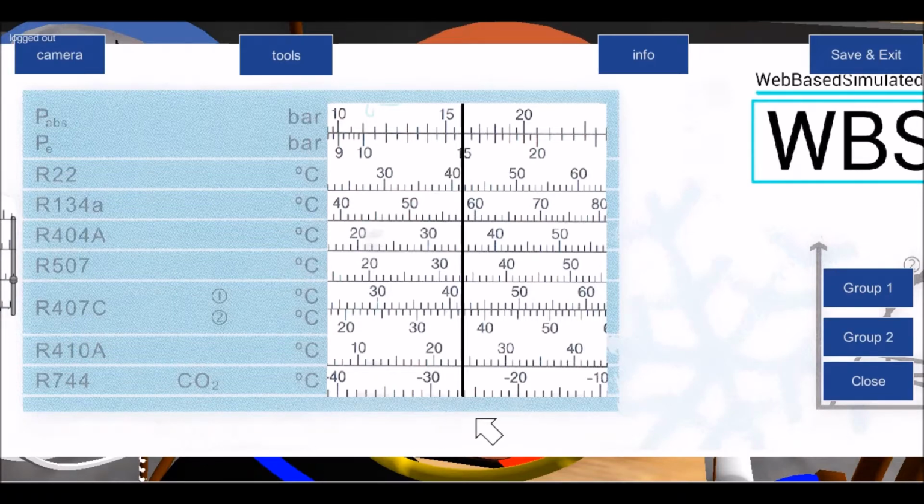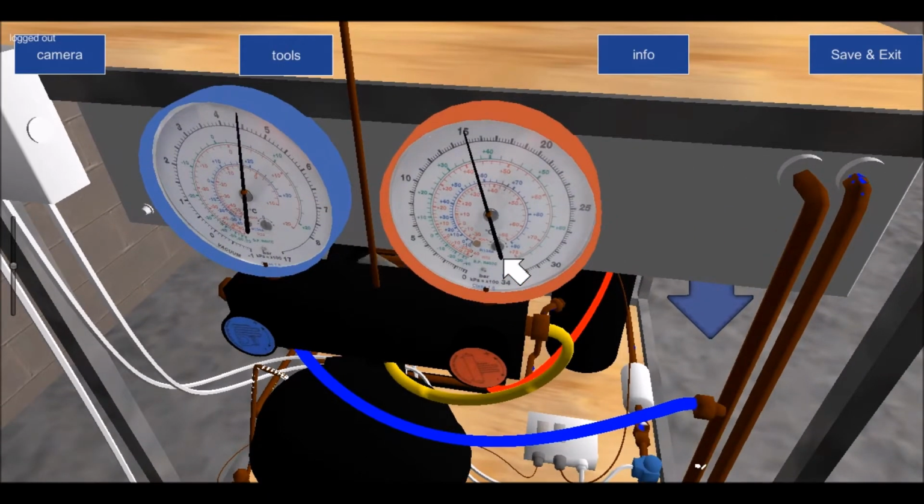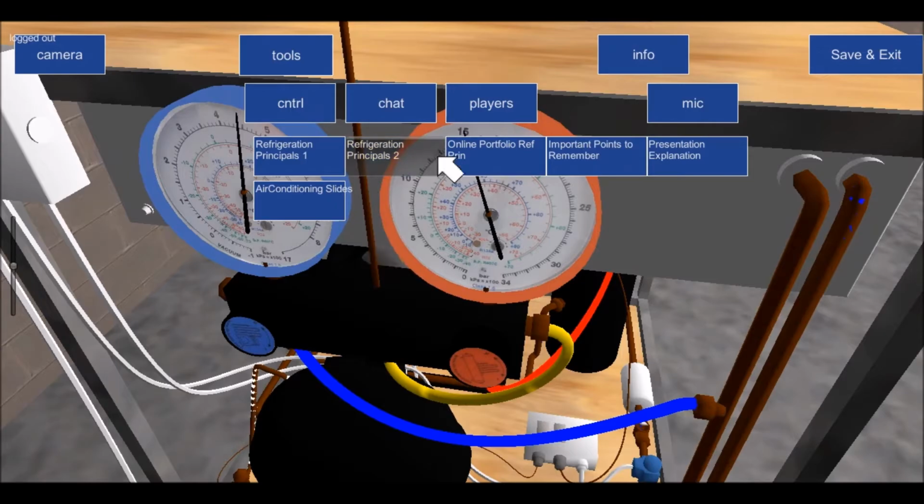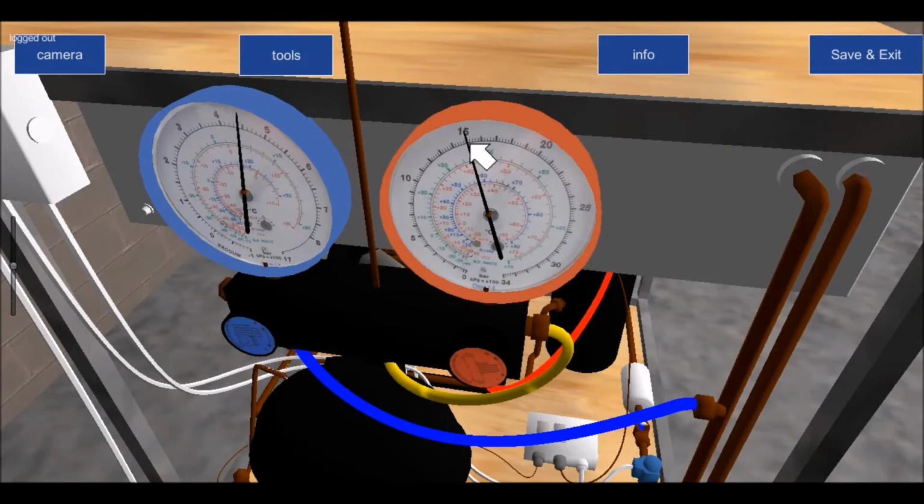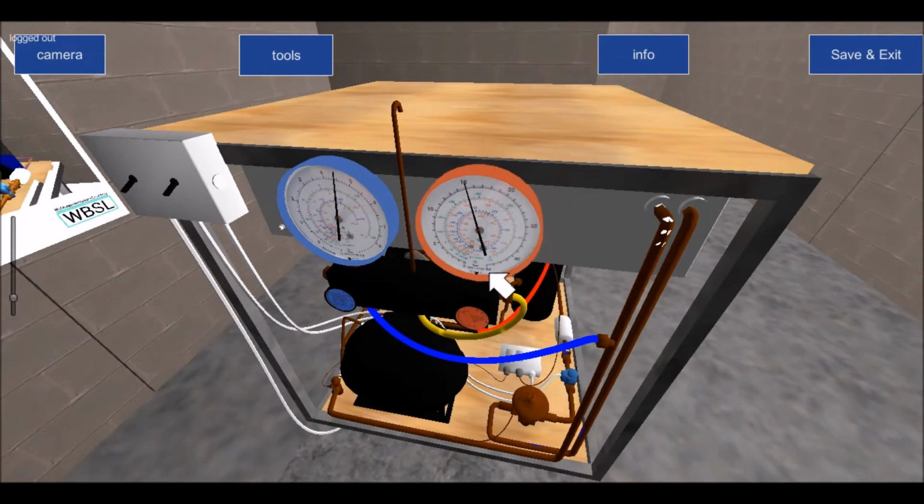So I can either use my slide rule or my manifold to answer the portfolio. The portfolio has asked us this question: there are no labels in the simulator. Confirm the refrigerant type circulating in this system and describe the methodology you use to determine the same. How we determine the same is we apply what's known as the rule of pressure temperature relationship. If I'm getting the 15 bar here, the corresponding temperature will relate to one of these refrigerants. In other words, what this gauge is doing is giving me condensing pressure or head pressure.